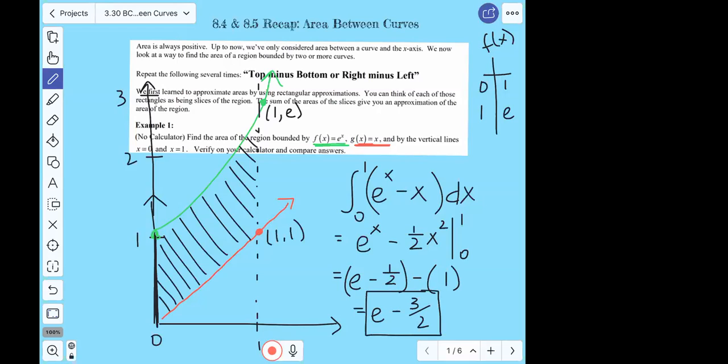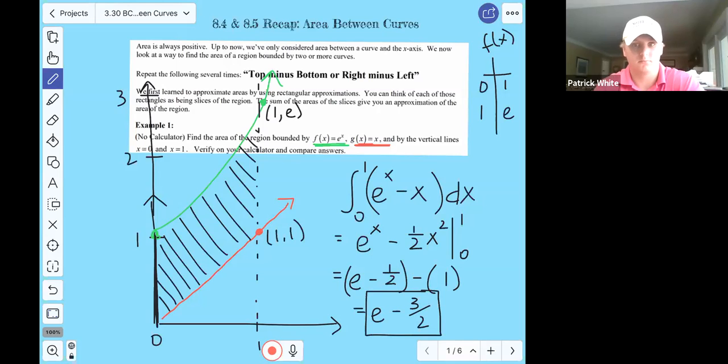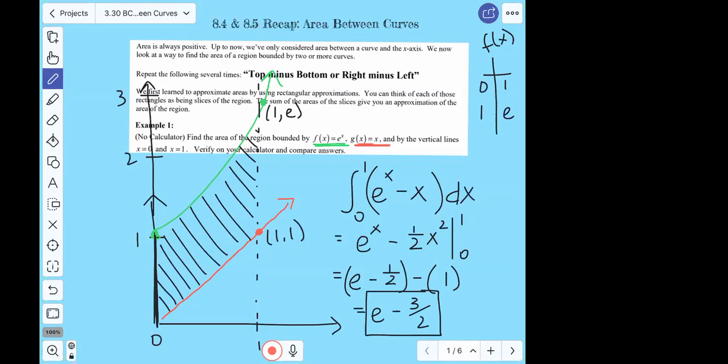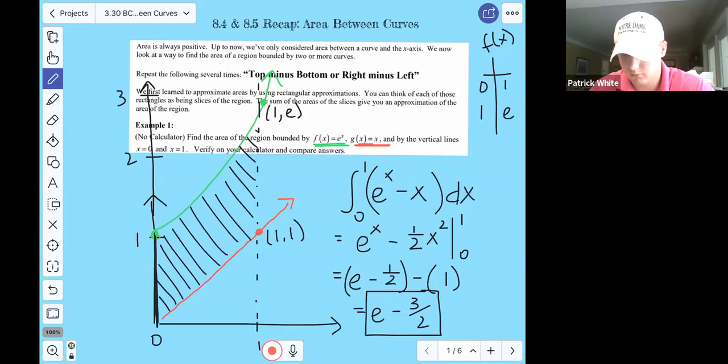If it was a no calculator problem, that would be what the answer would look like. If it was a calculator problem, it would look like some number that I don't know right now, 2.7 minus 1.5, something around there. Cool. Questions? I'll put it into my calculator to get the right answer. Okay, yeah, so you can practice that.